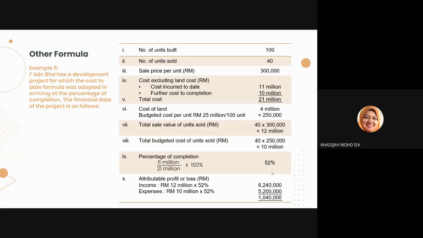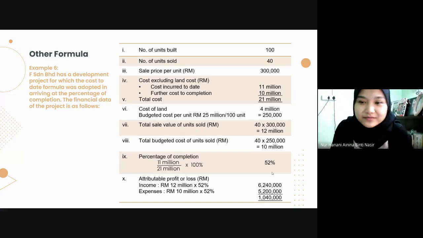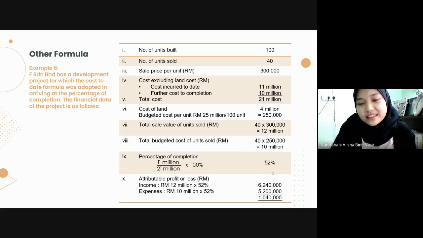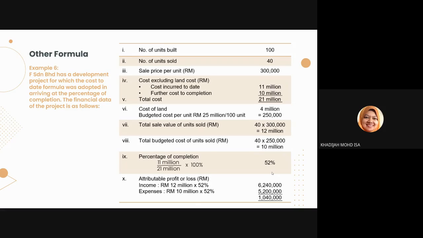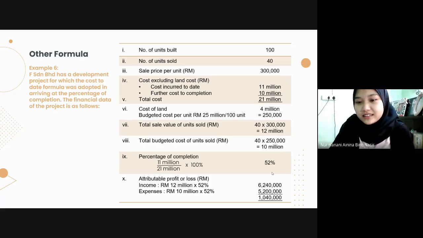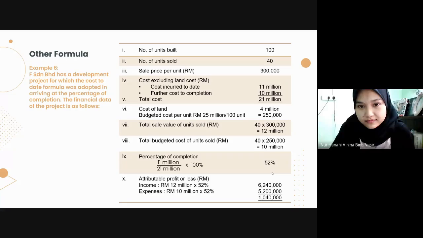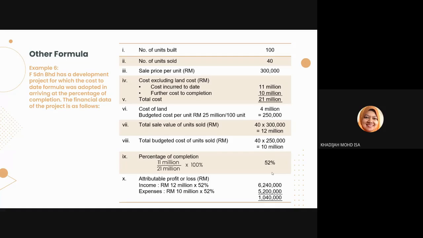Completion is only 52%. So sales value minus cost. So cost also you're going to recognize only 52%, which is actually 5.2 million. You tak akan ambil cost incurred to date now. You akan ambil, kalau cost incurred to date is 11 million. Kan? Tapi you won't take that 11 million, but you will take 52% of the total cost. Nampak tak? Kenapa you tak ambil cost to date?